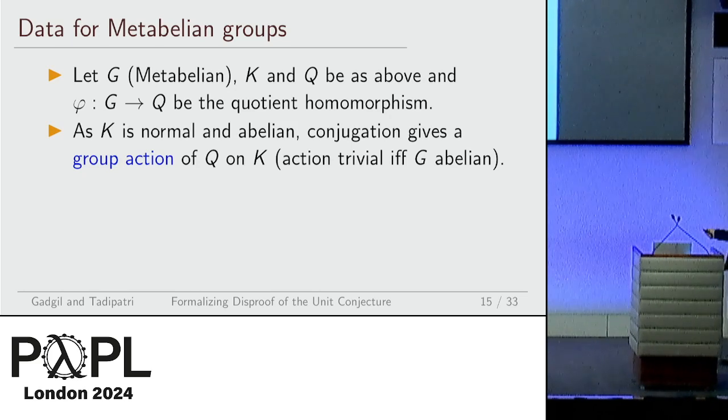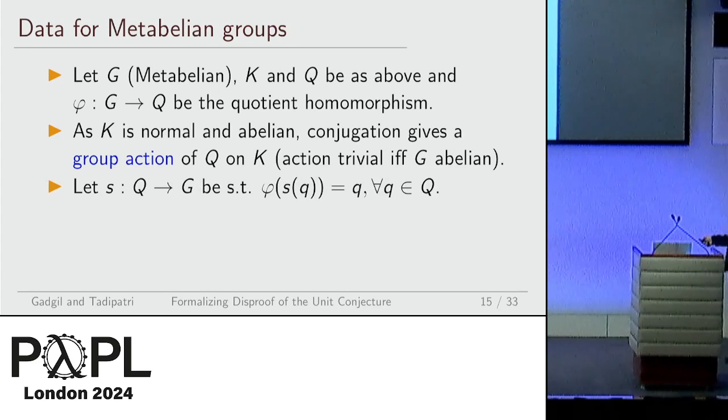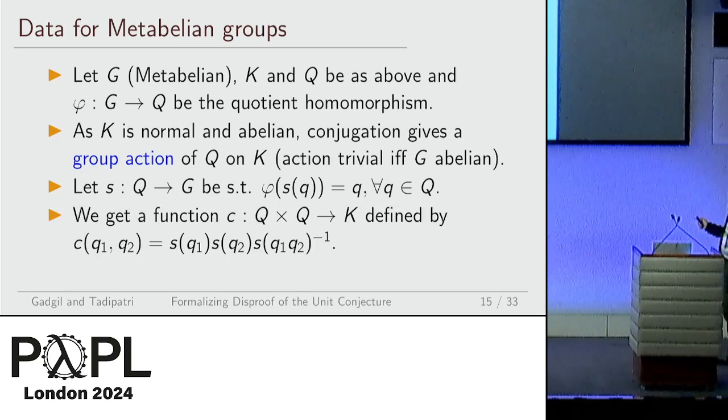This is one piece of data. It measures how you're not abelian. The action is trivial if you're abelian. Not being split is measured in a different way. Let's take a section, as it is called, a map from Q to G, which is a set-wise inverse only. If this is a homomorphism, the group is split, so let's measure how much it fails to be a homomorphism. So if S of Q1 times S of Q2 is S of Q1 Q2, it's a homomorphism. We measure how it fails to be a homomorphism.